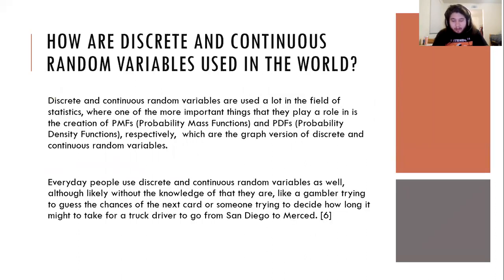Now, some of you will probably wonder if this stuff actually has use in the real world? And the answer is yes. Discrete and continuous random variables play an important role in probability and statistics, since they are used in the creation of PDFs and PMFs. And everyday people use random variables as well in their day-to-day lives to guess their chances of an event happening.